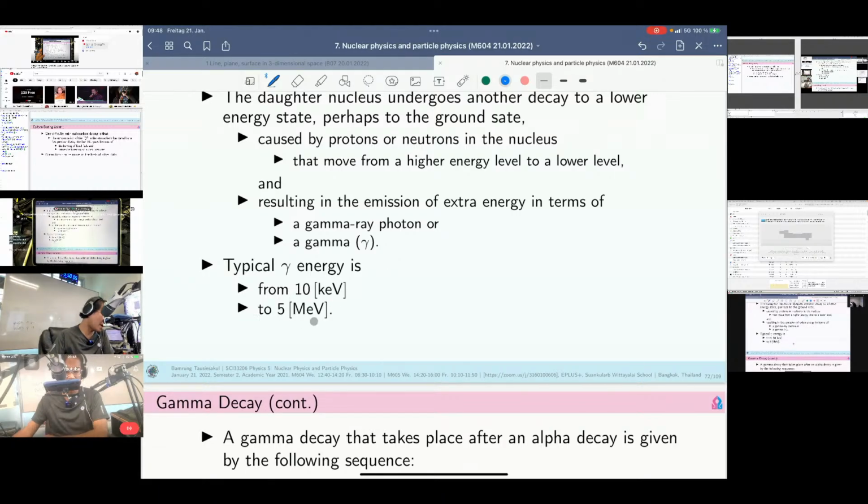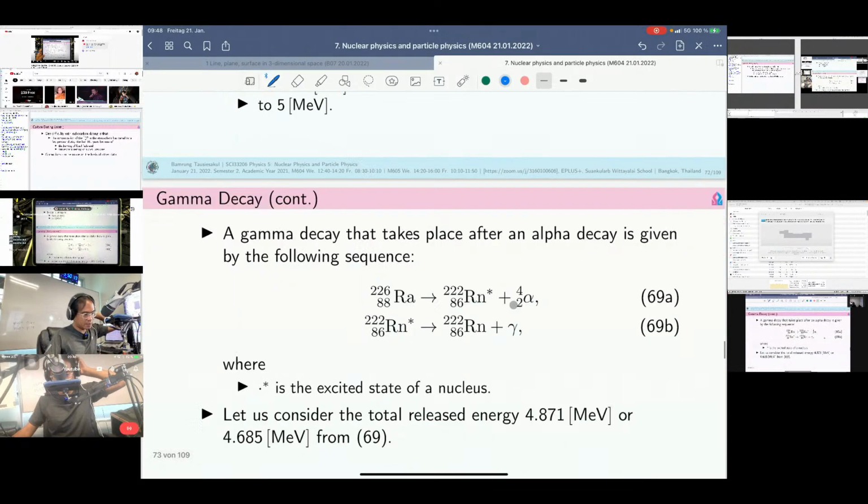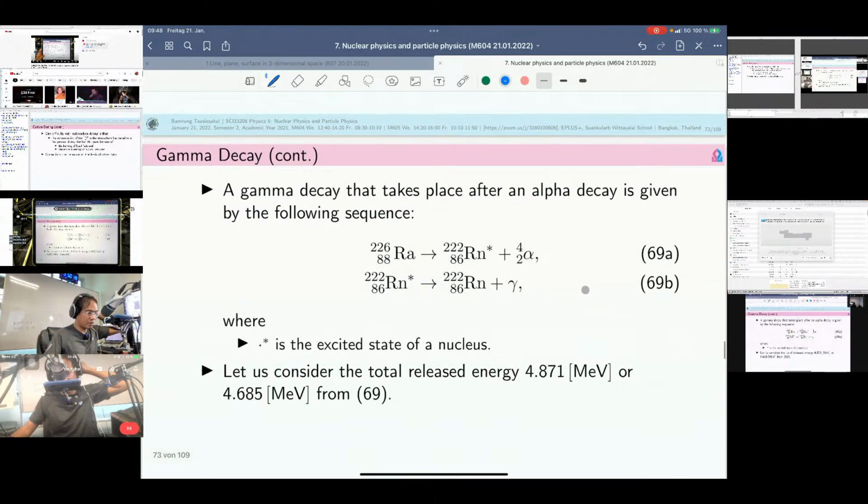Mega electron volt is quite high, and gamma decay will take place after alpha decay or even beta decay. It depends. For example, in the radium 226 process, we got radon 222, and 86, that's the number of protons because we throw away 2 protons in terms of the alpha particle. But the radon nucleus may not stay at the ground state immediately. It is denoted by this star notation.